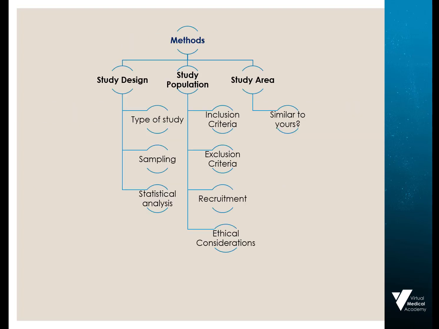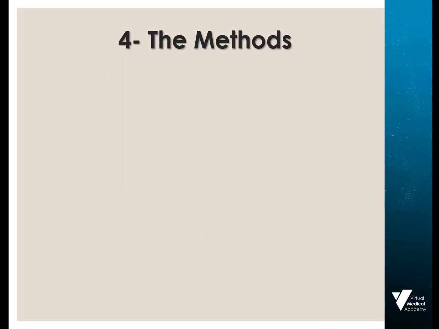Usually methods are divided in many ways, but for the sake of simplification, it should state the study design, what was the type of the study, the sampling methods, the statistical analysis that they used, the study population in full details, including inclusion criteria, exclusion criteria, how they were recruited, and any ethical considerations, specifically the informed consent part. Also, the study area, where this study was conducted, and to what extent this area is similar to the area you want to apply or to compare these findings to.